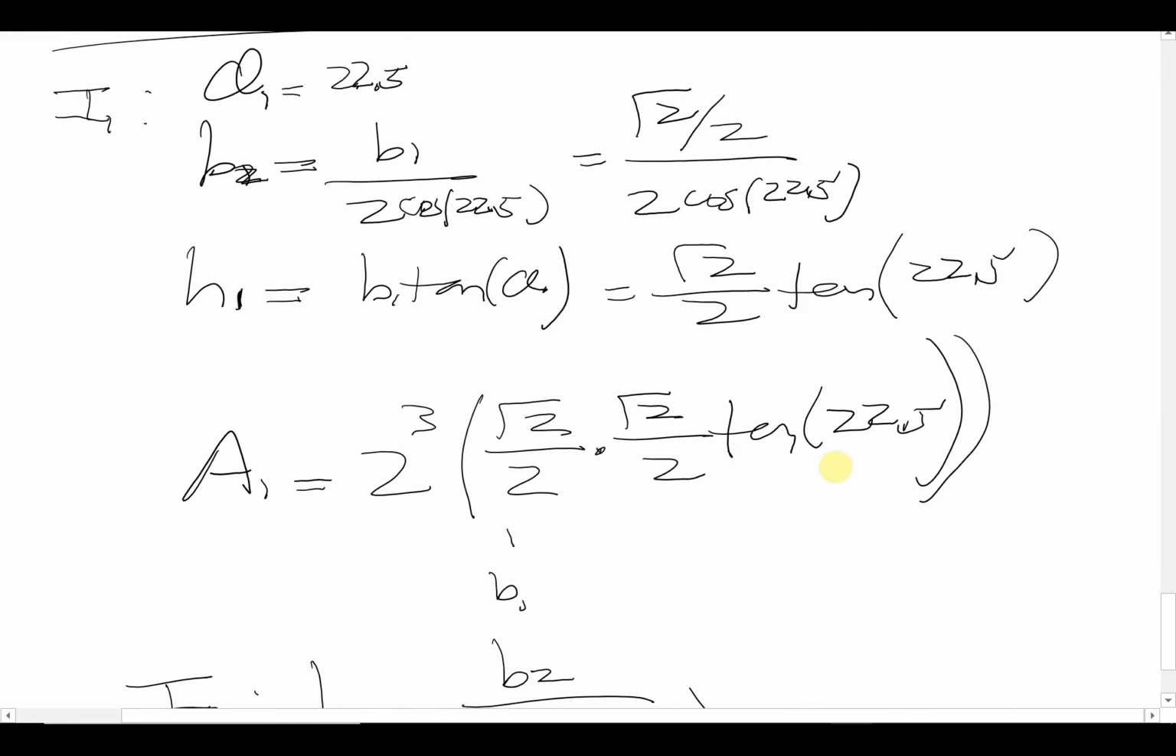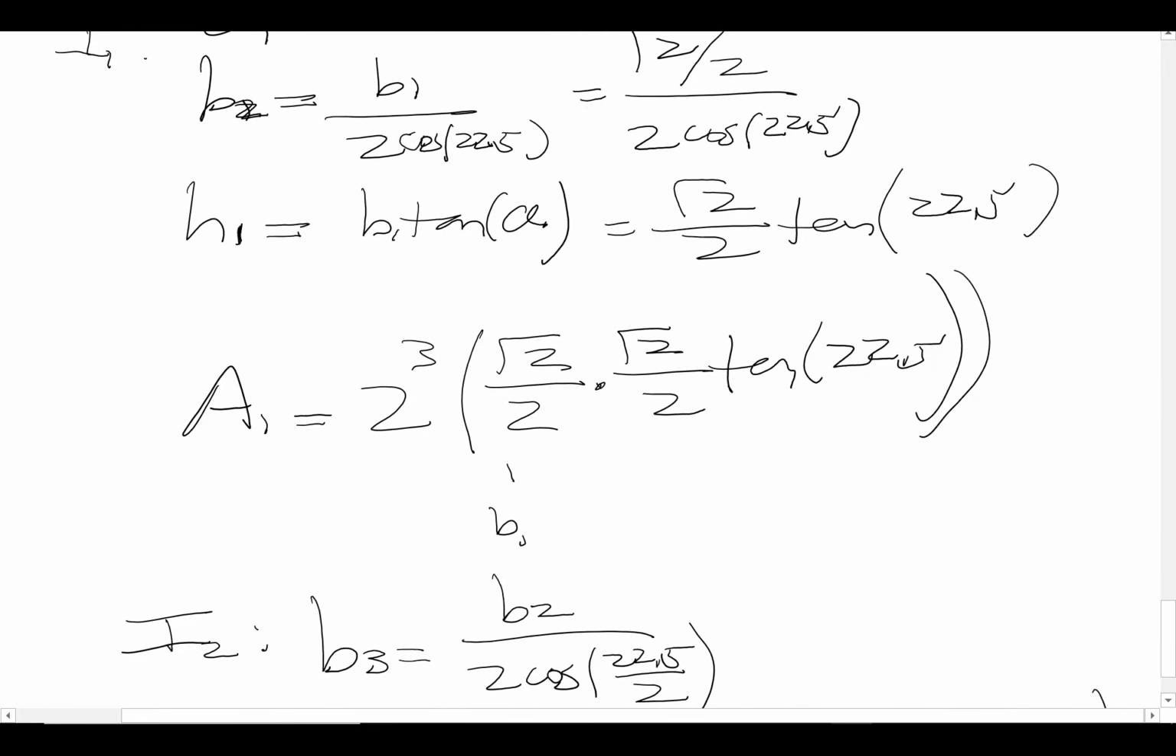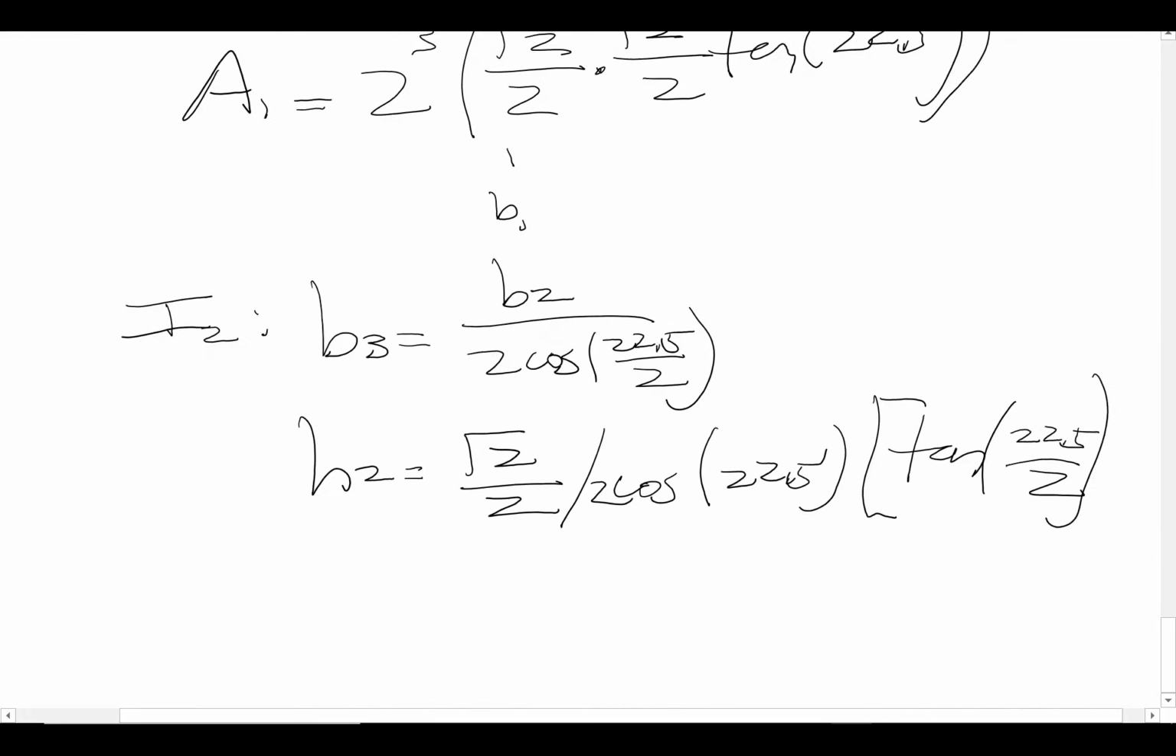So basically H2 was B2 times tangent theta 2, which is just going to be 22.5 over 2. So if we give that, you can solve B3 and do I3, you continue, but this is going to be the area.